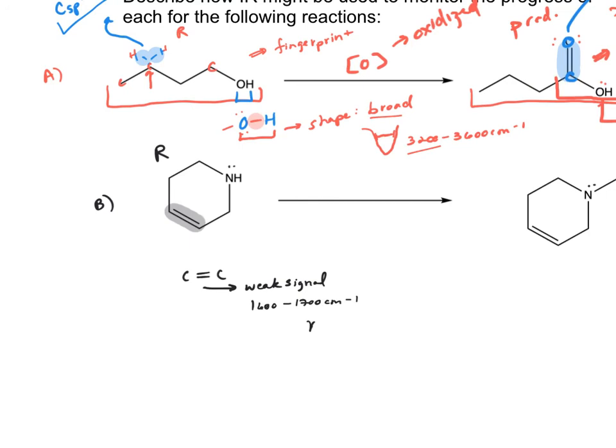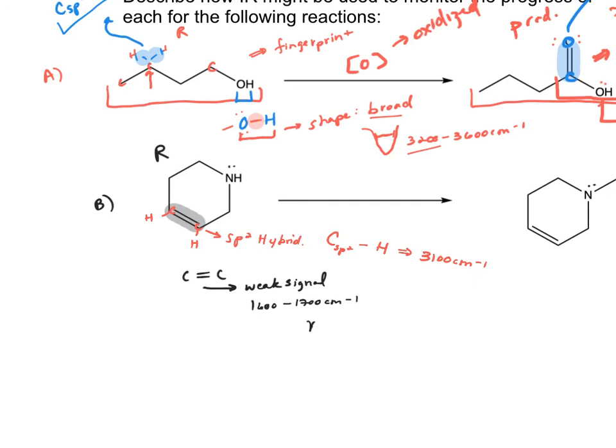We'll also find the presence in the diagnostic region of these carbon-hydrogen bonds, because these carbons are sp2 hybridized. So this is an sp2 hybridized carbon-hydrogen bond. We can expect to find this to the left of 3,000 inverse centimeters, so about 3,100 inverse centimeters.